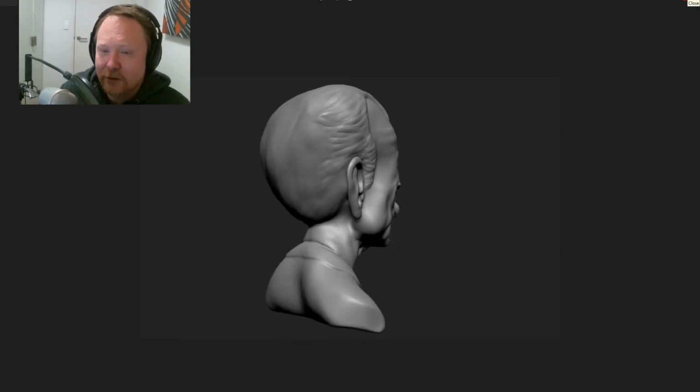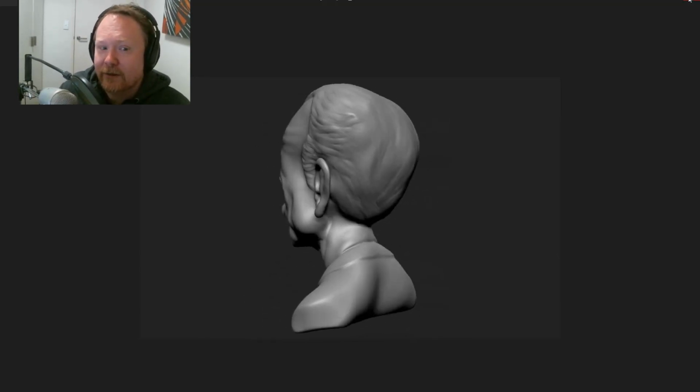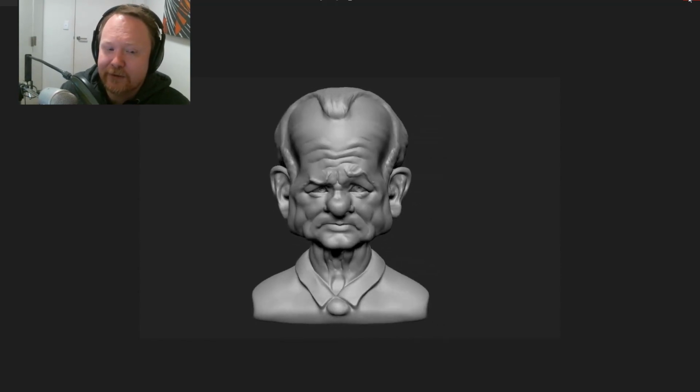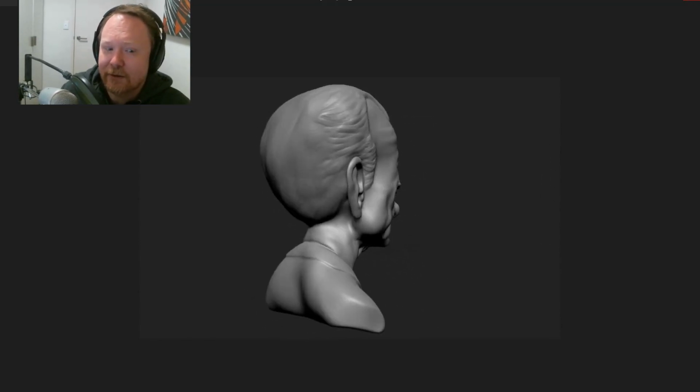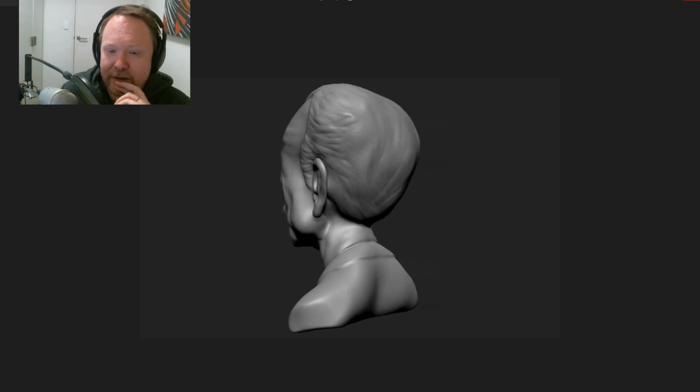There is a time and a place to do sculpting. Sculpting is super fun, but don't think that this is going to get you a job, this stuff, when you're a beginner. This is generally not the path that I teach.